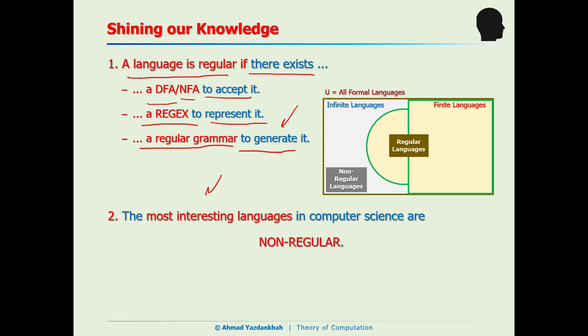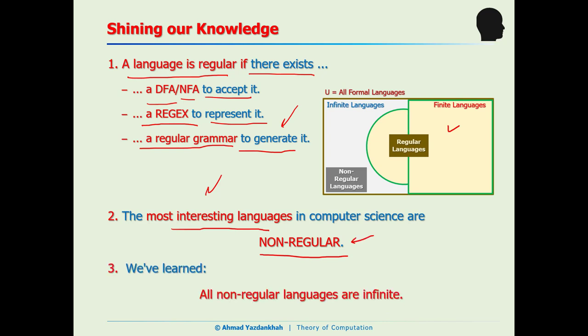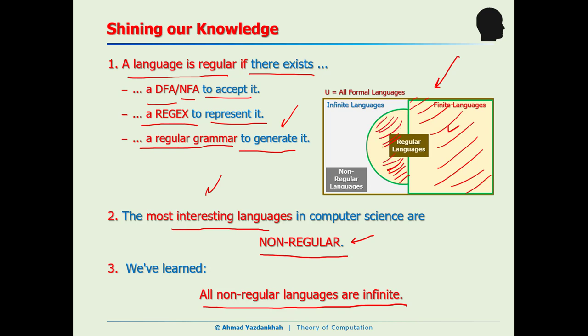Also, we learned that most interesting languages in computer science are non-regular because regular languages are very simple languages. So, more complex languages, all of them are non-regular. And also, we learned that all non-regular languages are infinite. Look at this image. You see, all of the finite languages are regular. A small portion of the infinite languages are regular. But whatever infinite languages we have beyond that, all of them are non-regular languages. So we shined our knowledge.